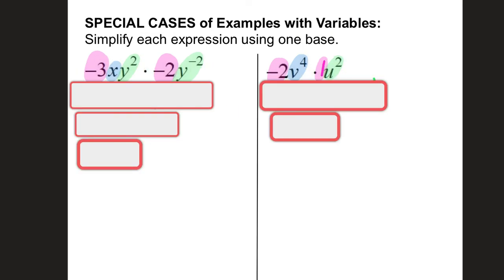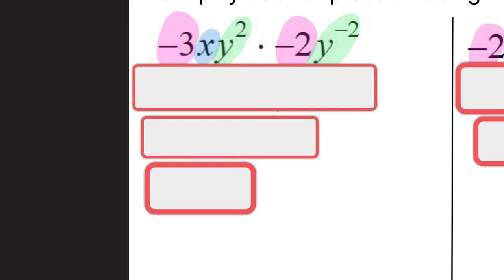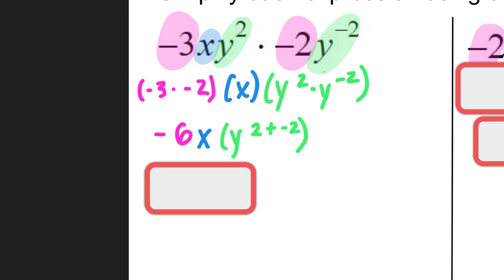Okay, in this last step, we're going to talk about a couple of special cases with this. If we look at the example on the left, I'm going to combine my like terms like I have here. So negative 3 times negative 2. I have just an x and a y to the 2nd times y to the negative 2. Then I can simplify. So negative 3 times negative 2 is negative 6. The x becomes x. And 2 with negative 2 becomes 2 minus 2.